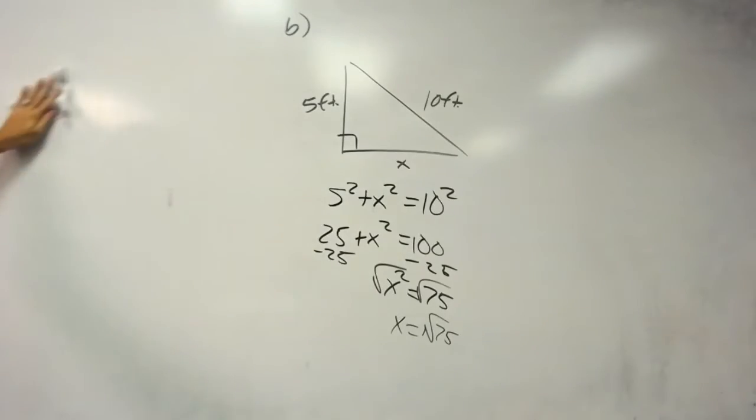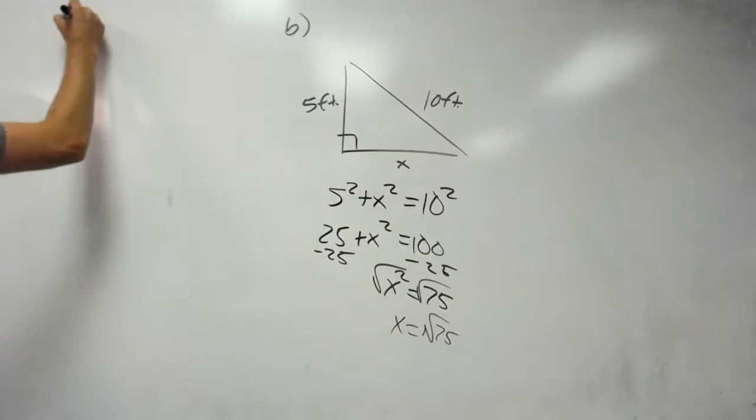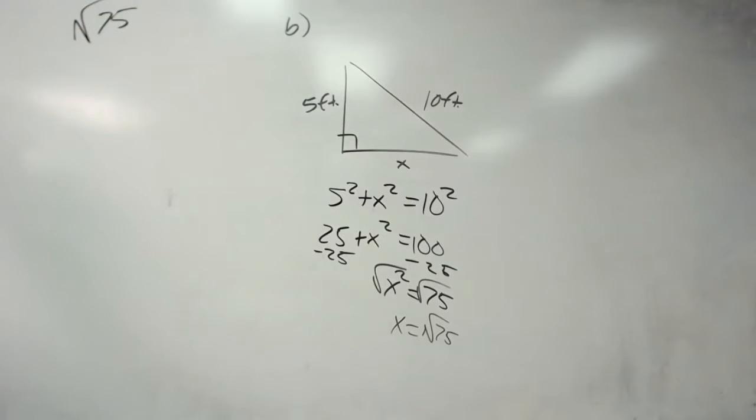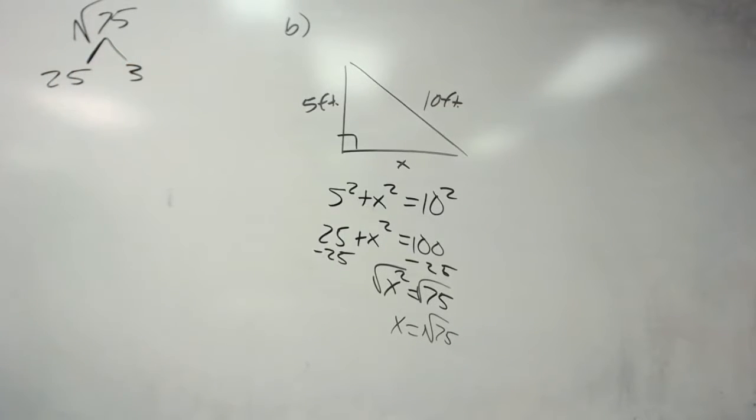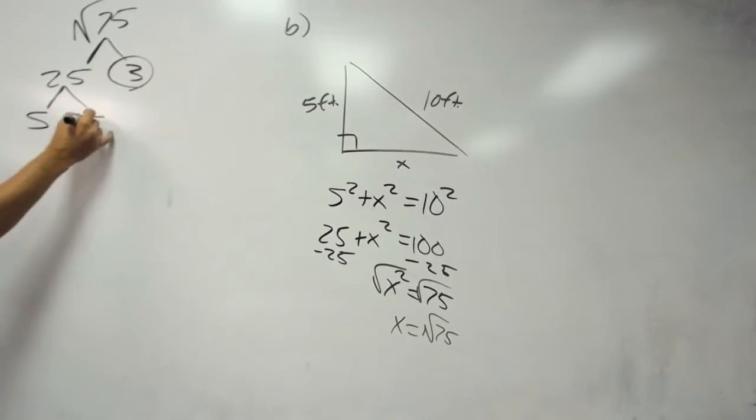That's where we're at, and now we're going to simplify the radical 75. So we have to find factors of 75. What two numbers multiply to be 75? Two numbers I can think of are 25 and 3. 3 is a prime number, so I'm going to circle it. 25 is not; it has factors of 5 and 5.